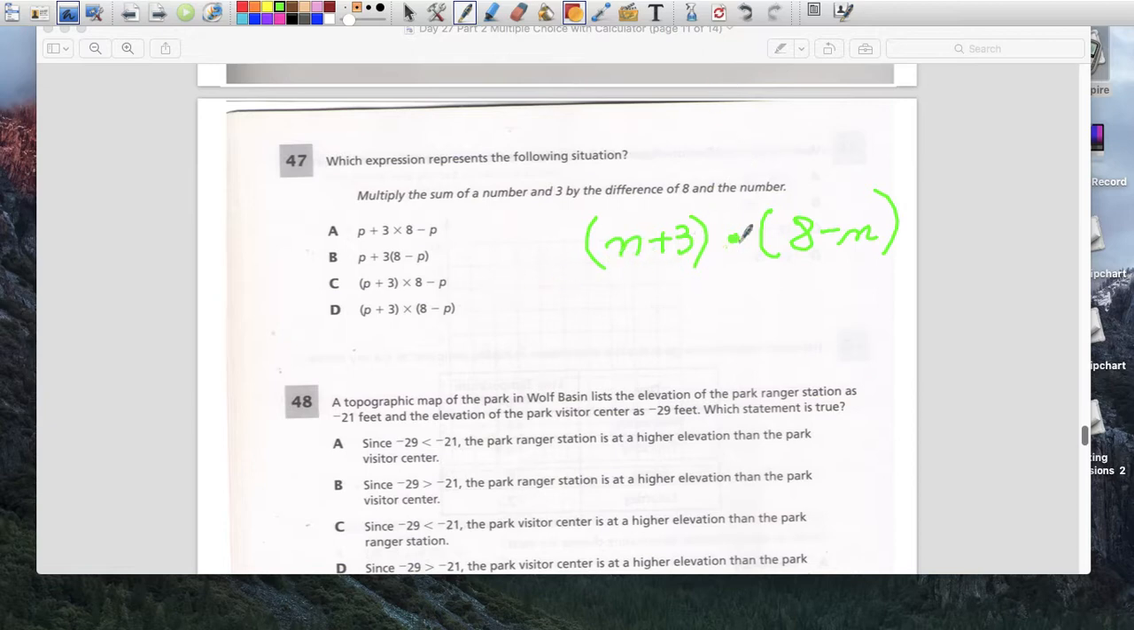Number and 3 times 8. It has to be in parentheses, so here we go. A number plus 3 times 8 minus b. This has to be protected by parentheses. Both actually have to be protected by parentheses, because we're adding these two, and then we're going to multiply that by the subtraction of these two.